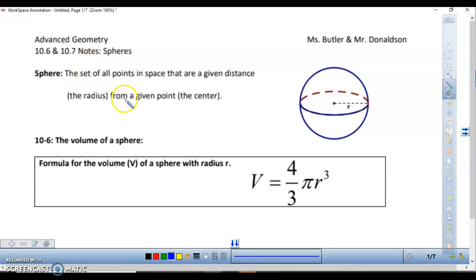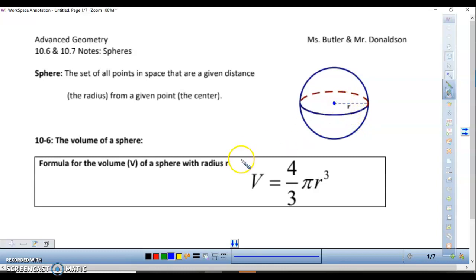A sphere is the set of all points in space that are a given distance, which is called the radius, from a given point, which is called the center. So in this case, you have some center point, and every single point along the sphere in all directions, 3D around it, is the same distance, r, from the center.